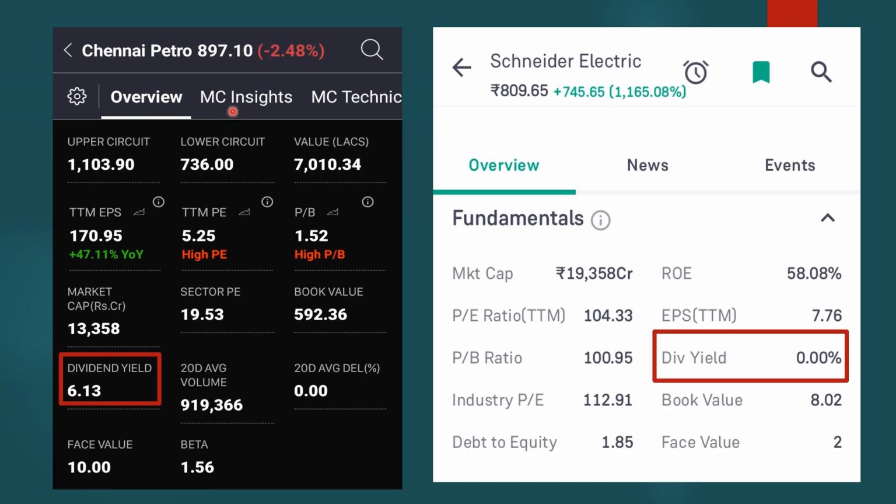For example, Chennai Petroleum Corporation Limited, this is a company stock. It has given a dividend yield of 6.13. So in the fundamentals, you can see how much dividend they have given. For Schneider Electric, they have not given any dividend. So from the dividend yield, we'll first see how much amount you will get.